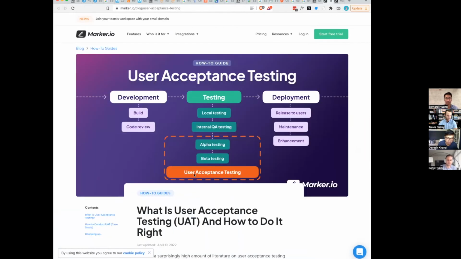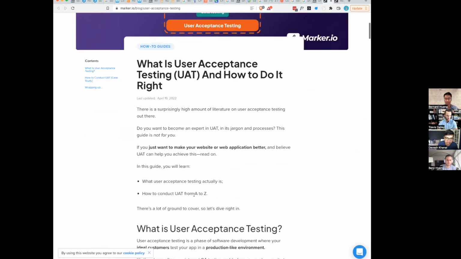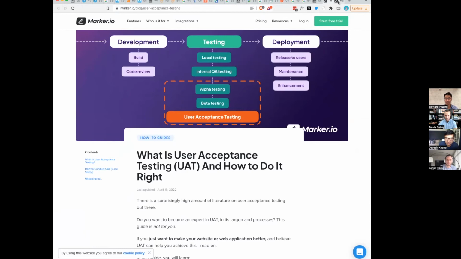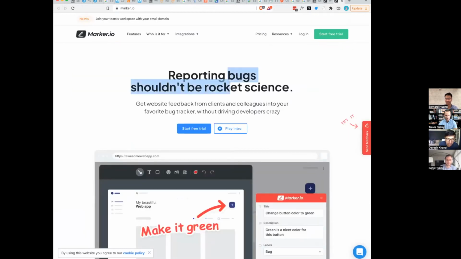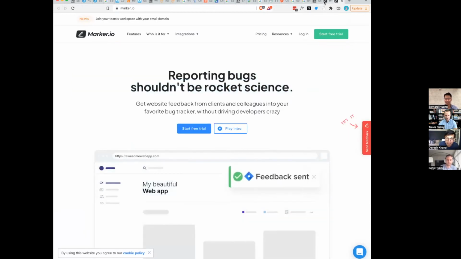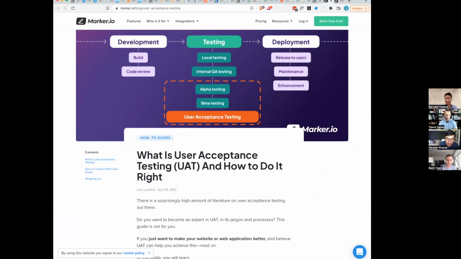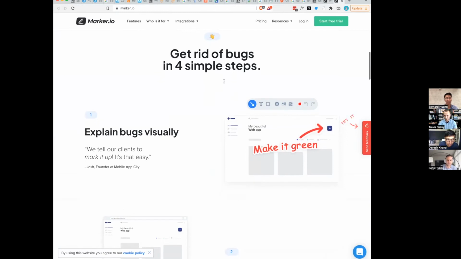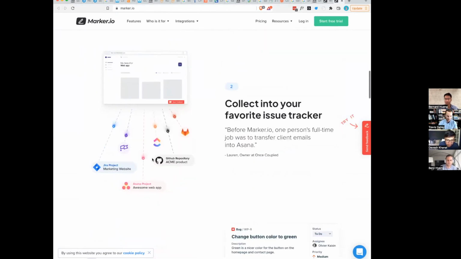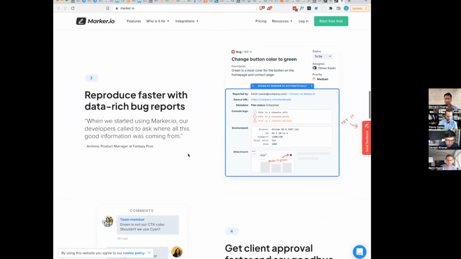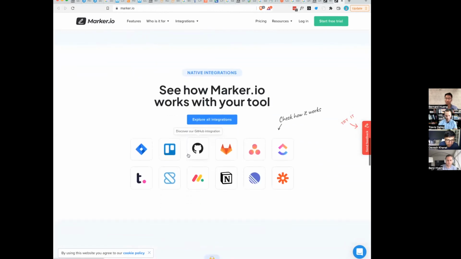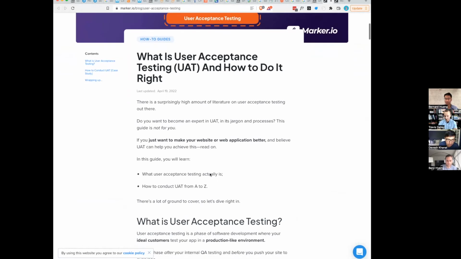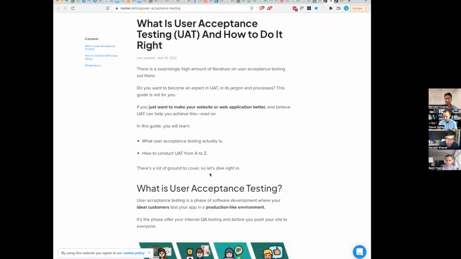So user acceptance testing, is that what this is? Or is this more bug tracking? Here's a hack to see whether user acceptance testing is what this product does. Is it mentioned anywhere here? I'm seeing more bugs, find bugs, collect stuff into bugs. I wish Olivia could speak. I believe user acceptance testing is more doing the QAing ahead of time.